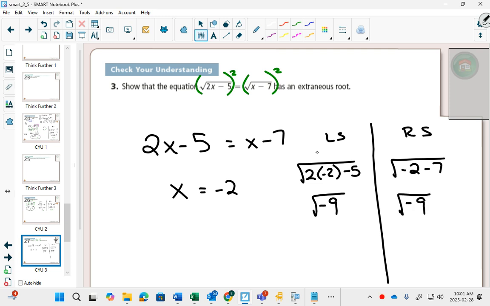They look the same. But what's the problem? Can't square root a negative. This is impossible. So even though we got an answer, we take this answer and put an x through it, and this question has no solution.